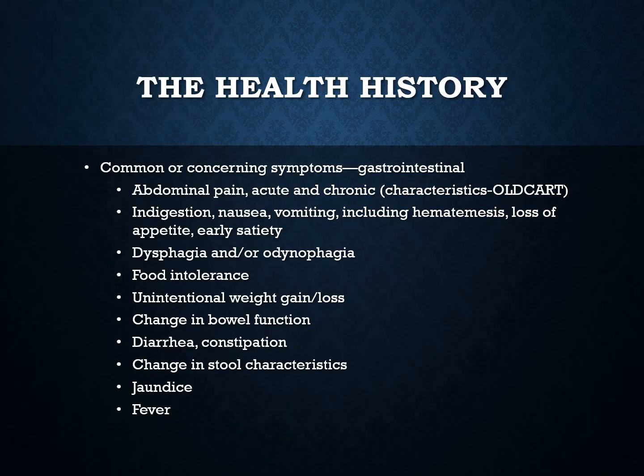Due to the long list of potential problems associated with the abdomen and the many different organs and intestines involved, a detailed health history is so important. For any type of abdominal pain, you would first want to ask all the OLD CART questions and determine if the pain is acute or chronic. You would then proceed to the questions regarding nausea and vomiting. If vomiting were present, you would want to ask about all the characteristics, including hematemesis, ask about indigestion, appetite changes, difficulty or pain with swallowing, food intolerances, changes in bowel habits, diarrhea or constipation, stool color or other characteristics, jaundice or fever.